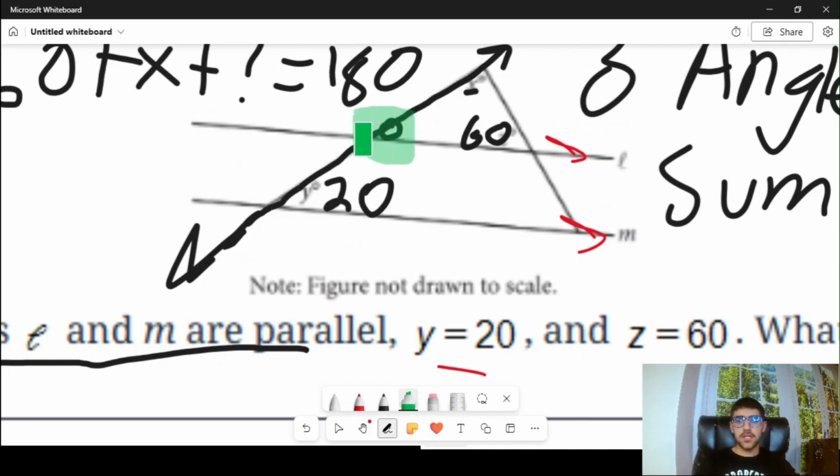We're trying to find this angle. So when I look at this, I say, okay, they gave me 20. Why did they give me the 20? And then I think of corresponding, because I have the 2 parallels and a transversal. I see that angle y right here.